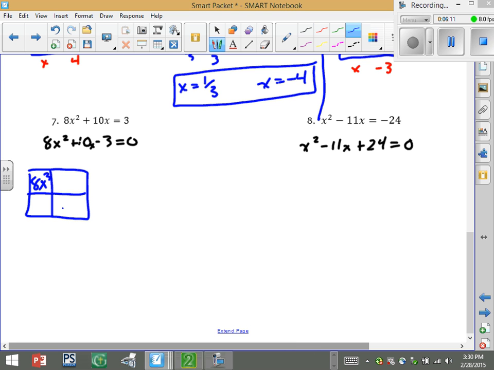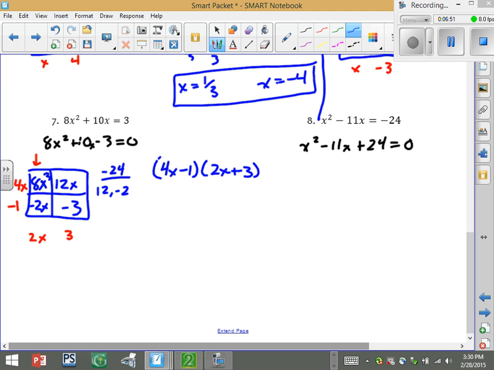8x squared here, negative 3, so we need factors of negative 24 that add up to positive 10. I believe that would be 12 and negative 2, so we have 12x minus 2x. So the common factors here, I can pull out a 4x. I can pull out a negative 1, the only thing I can get out of 2x and negative 3. Again, we started with a negative, so we pull out a negative. Here, we're starting with a positive 8x squared. It kind of looks like a third. I'm sorry about that. So I can pull out a 2x there. I can pull a 3 here. So now two factors, 4x minus 1, 2x plus 3. Now just set them both equal to 0.